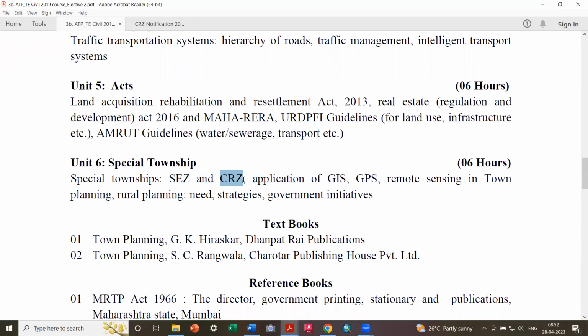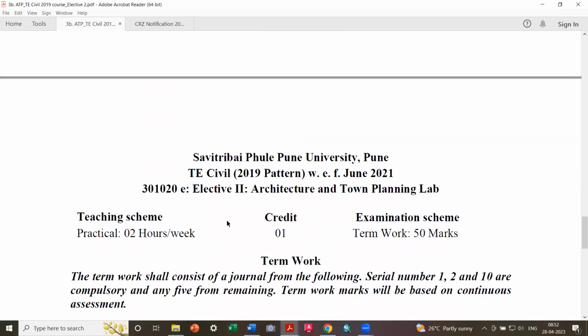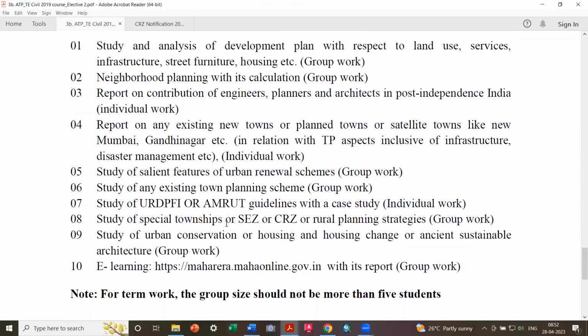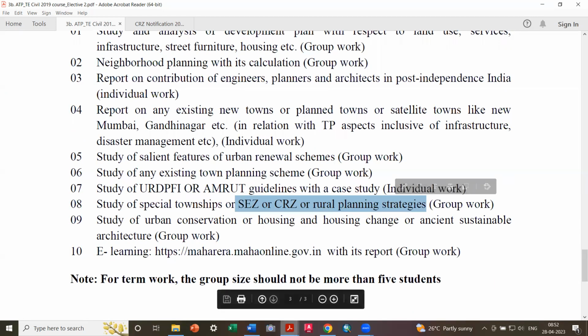One short question will be asked about explaining the major provisions of the CRZ Act or different zones of the CRZ, CZMP. Then again, which activities are permitted, which activities are not permitted, like this. And under practical also, we have discussions on special townships, SEZ, CRZ, and rural planning strategies.